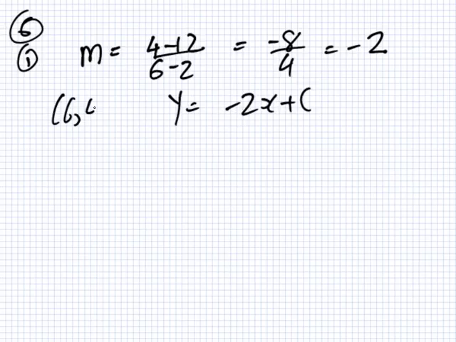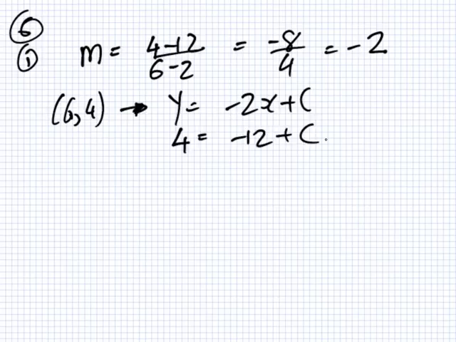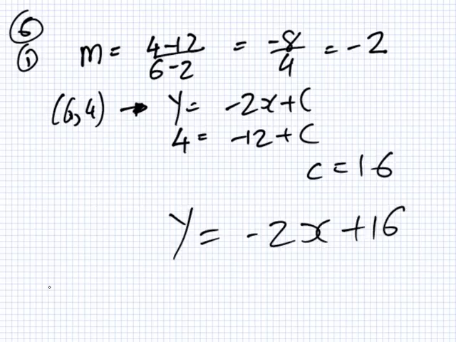Let me put in the point (6, 4), that looks easier. So I get 4 equals minus 12 plus c. C equals 16. So y equals minus 2x plus 16. That's the first part.